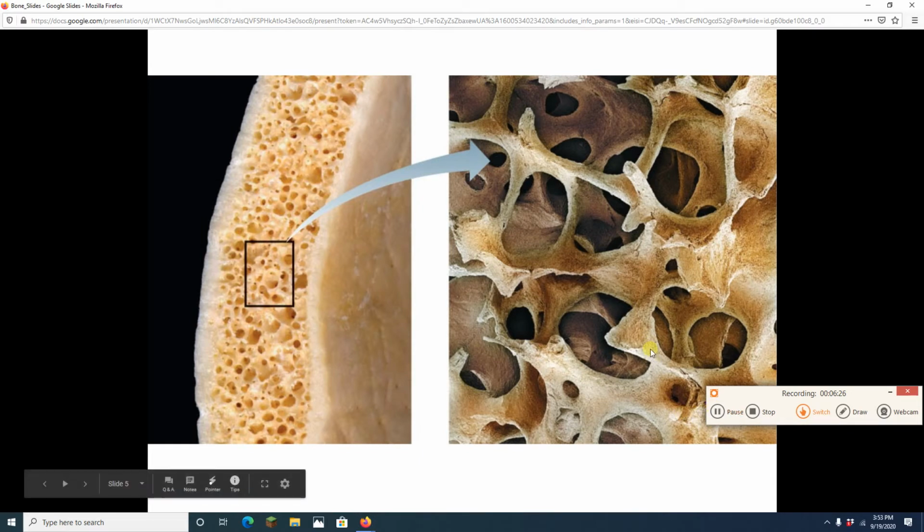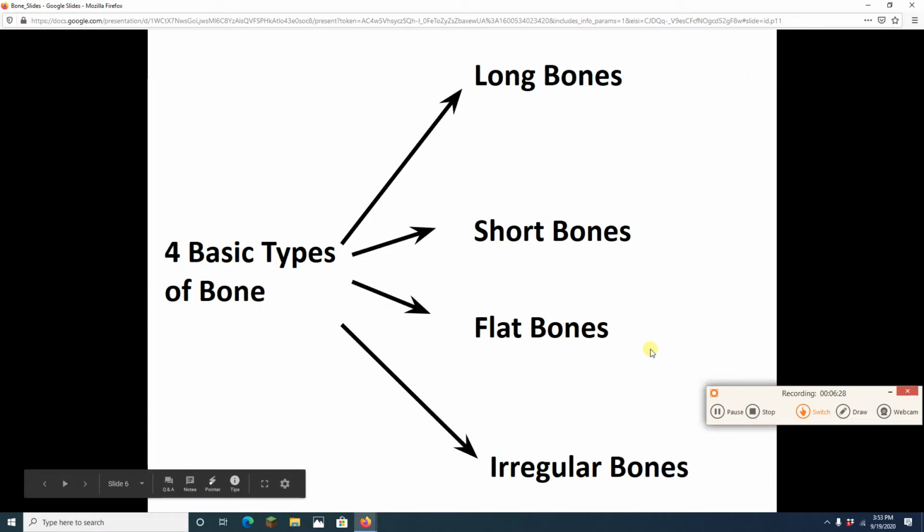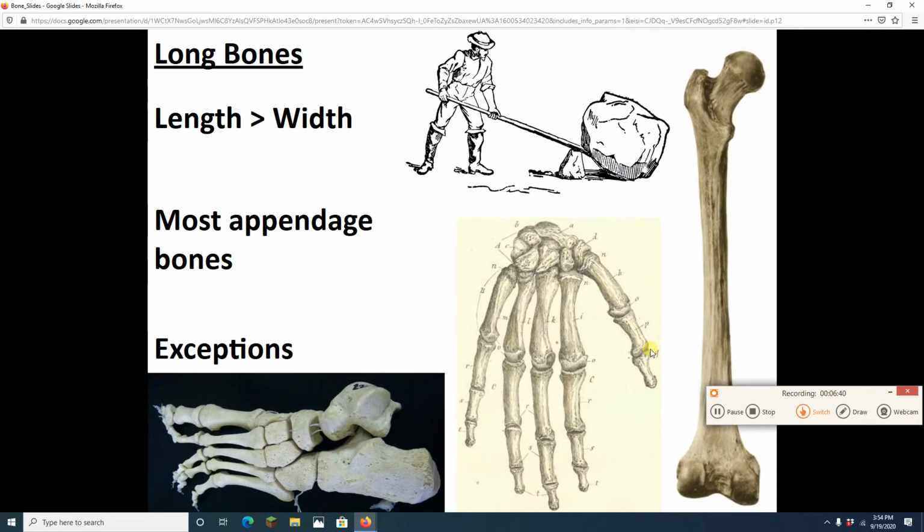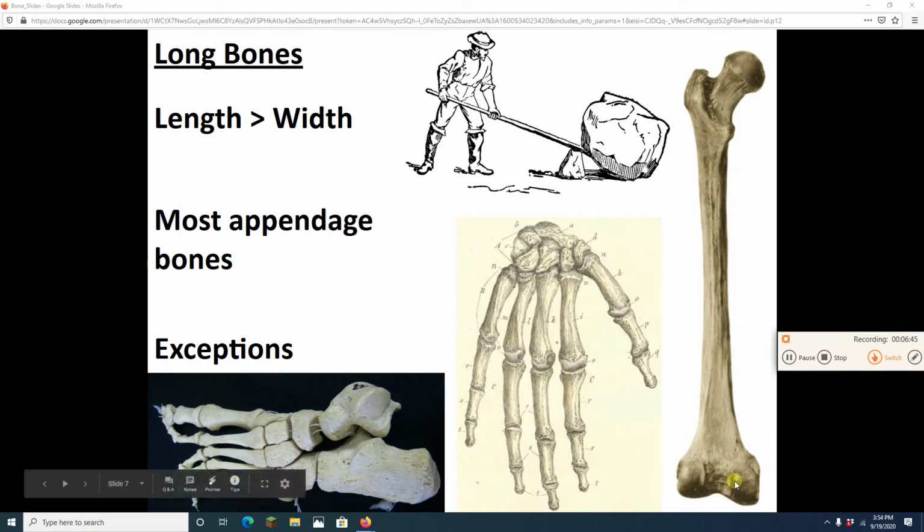All right. When we're talking about bone, and this is going to be reminiscent of the lab number 9 video if you've seen that one, there are 4 basic types of bone: long, short, flat, and irregular. Long bones have a length much greater than their width. Classic example right here, the femur. Very long, not very wide.